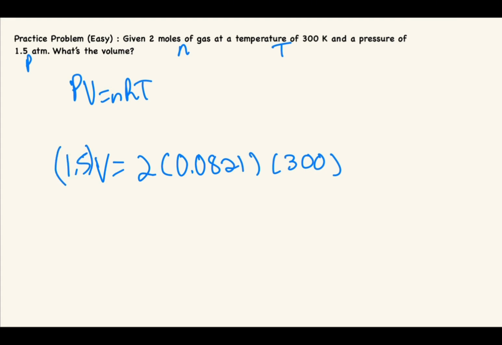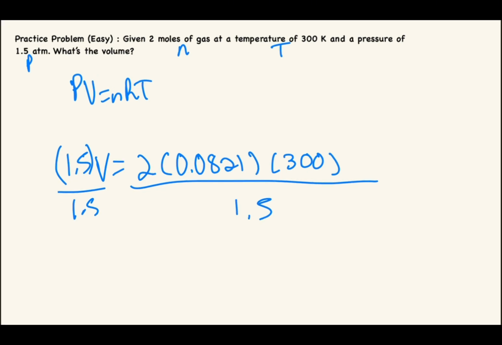So now we need to solve for V, which is volume. What we'll do is divide 1.5 to the other side of the equation, and then from there we can just plug it into our calculator super quick. That'll give us a value of 32.84, and since it's volume, it's going to be measured in liters. And then the units were K, this will be moles, this was atm.